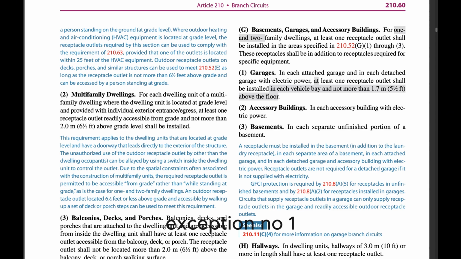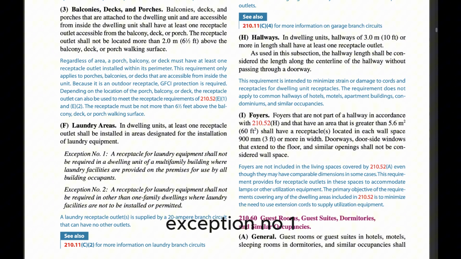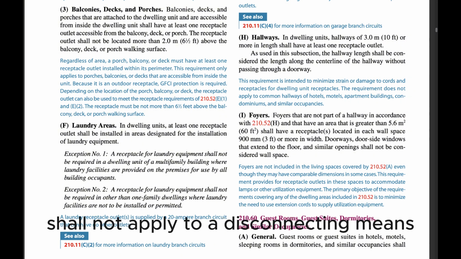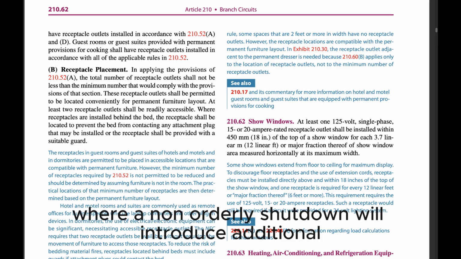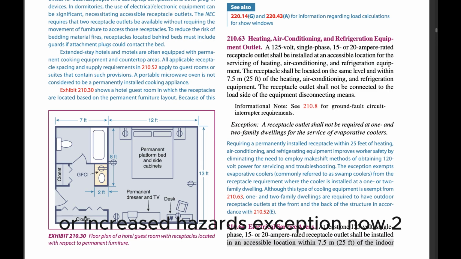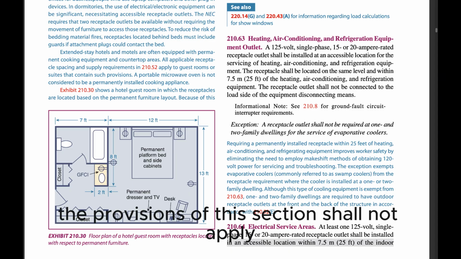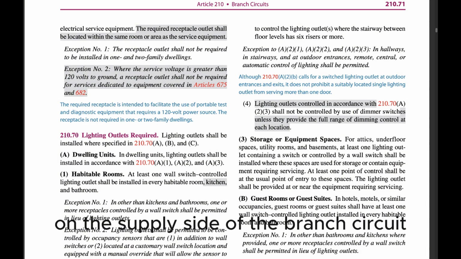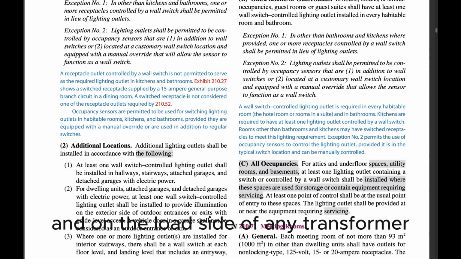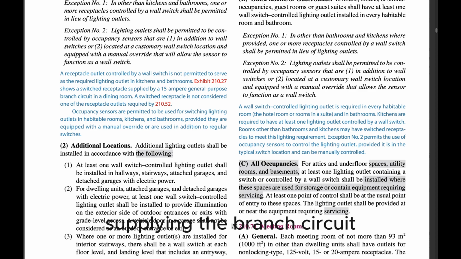Exception No. 1: The provisions of this section shall not apply to a disconnecting means for a continuous industrial process where an orderly shutdown will introduce additional or increased hazards. Exception No. 2: The provisions of this section shall not apply if ground-fault protection of equipment is provided on the supply side of the branch circuit and on the load side of any transformer supplying the branch circuit.